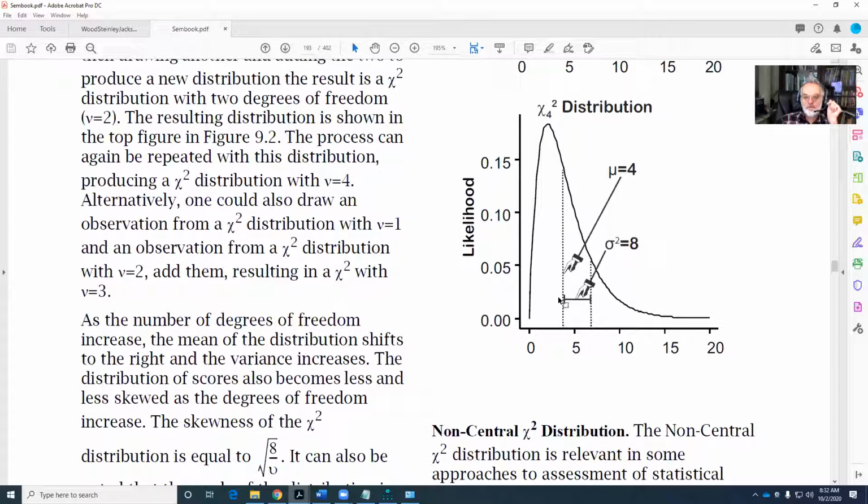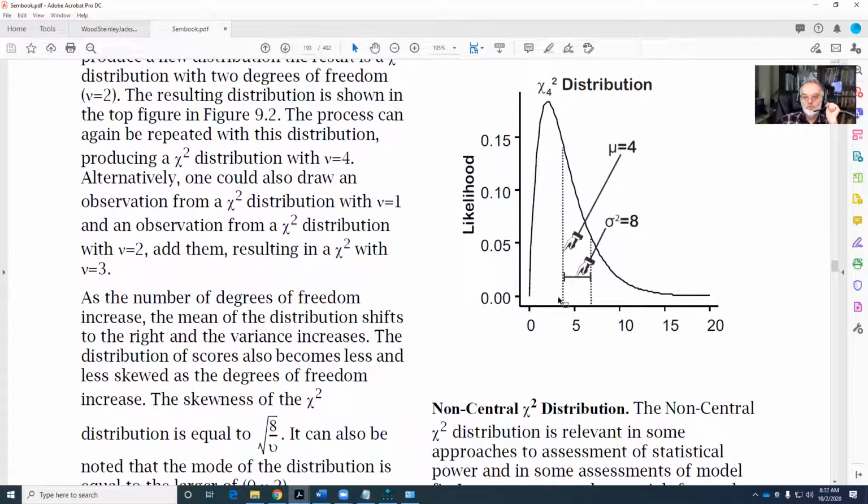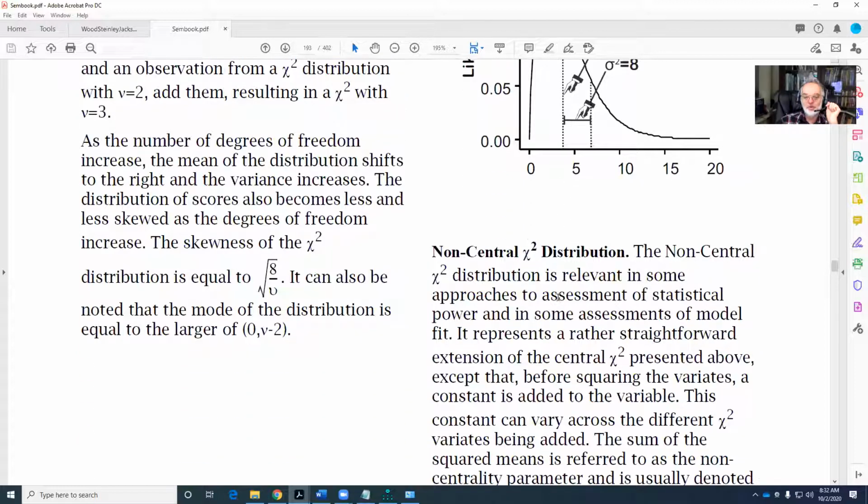All right, now we're done with the scary asymptotics here, distributions. There's only one more term I want to add to this. This is called a non-central chi-square distribution. And the reason you care about that is sometimes when you're doing assessments of power for structural equation models, you need to know what this is.